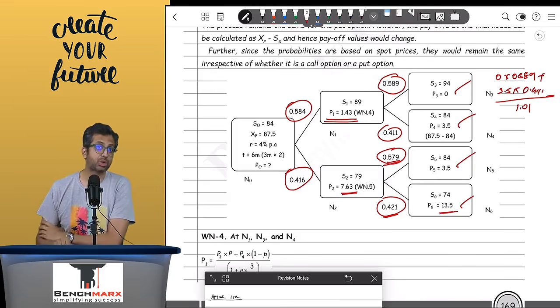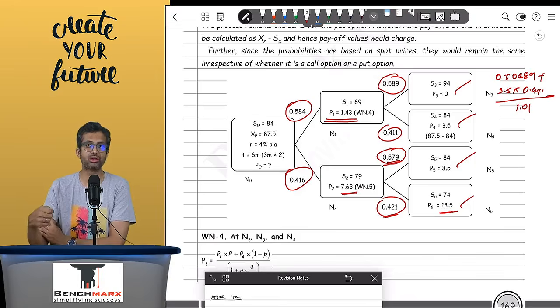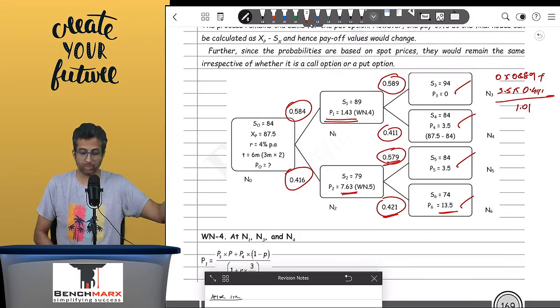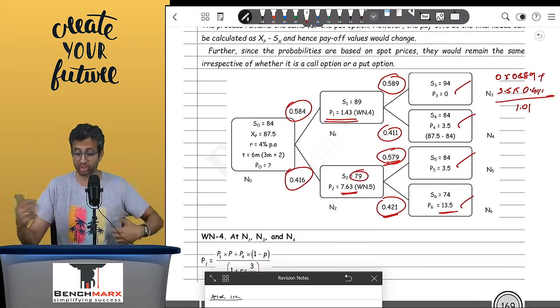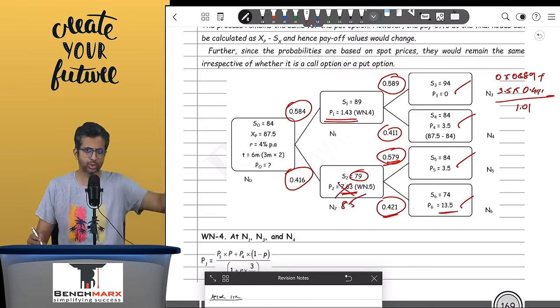At this point, if this was an American option, I would say that if I hold this option, I will get 7.63. However, if I were to exercise it, since it is an American option, I can sell at 87.5 when the price is 79, and hence I can get a cool 8.5 instead of 7.63. And in the case of an American option, instead of 7.63, I will write 8.5 over here. This is a quick discussion.